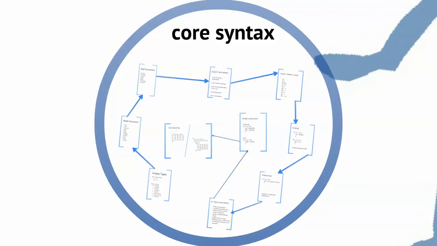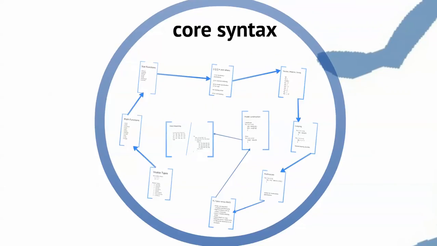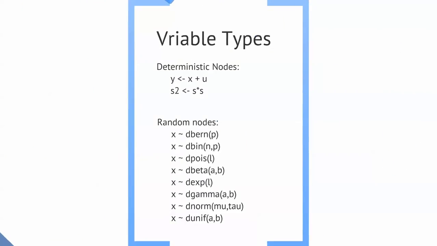So let's talk about core syntax that is required to run BUGS. At first, let's define the variable types. There are two types of variables. The first one is deterministic, and by nodes I mean variables, and the second one is random. When we define a deterministic node, we define it using a less than and hyphen sign, whereas when we define a random node, we define it with a tilde sign.